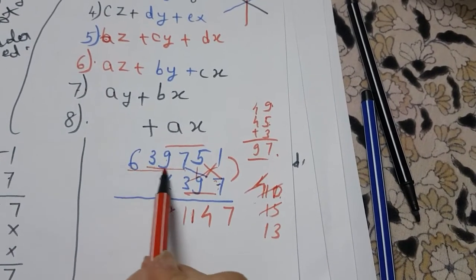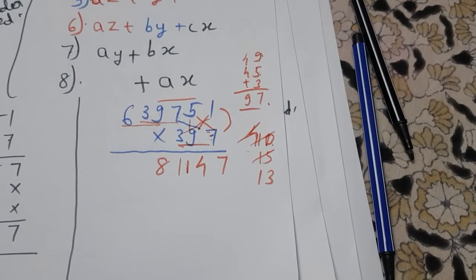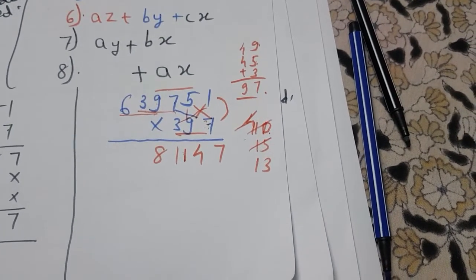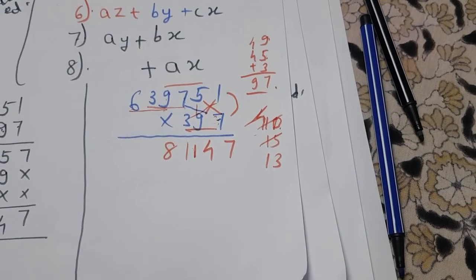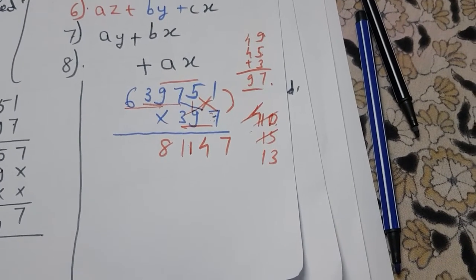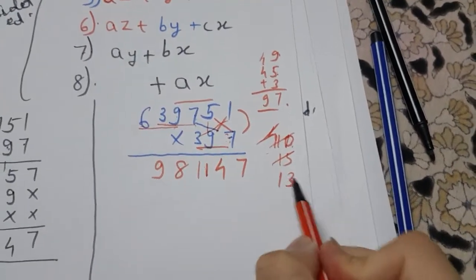Now you have to multiply this number. 6 9s are 54 plus 27, 6 9s are 42 plus 27, 69, 69 plus 27, 96. 96 plus 13, 109. 109. So 10 will be carry on here.